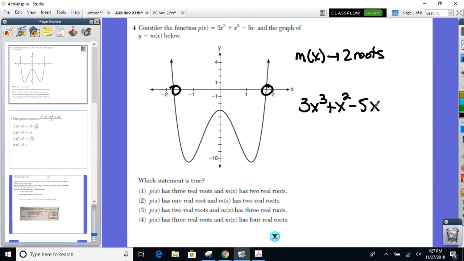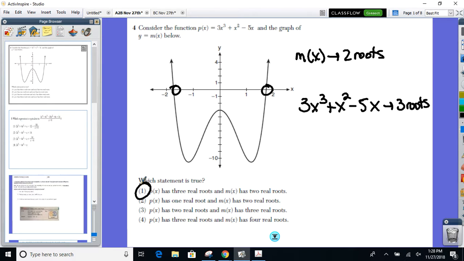Anybody remember just by looking at the expression how you can tell how many roots it's going to have? Largest exponent. The largest exponent up here is 3. So this tells me this will have 3 roots. Done. That was it for that one. So m of x has 2 roots. P of x has 3 roots. So choice 1.